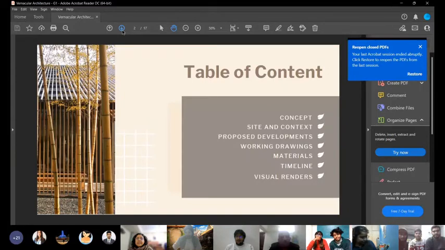Okay, so first we will start with an introduction to the concept. Then there will be a site context, the developments that we're going to propose on the site, and the working drawings that we were able to make in this time. Then we will give an idea of the materials we're thinking of using, a timeline, and there will be visual renders of the components that we'll be using.